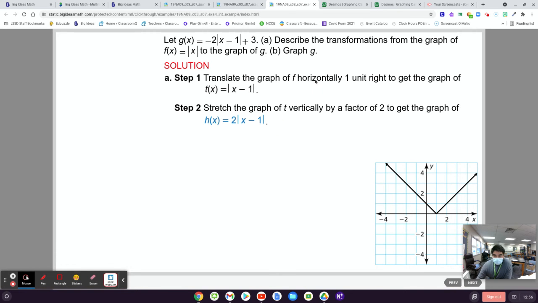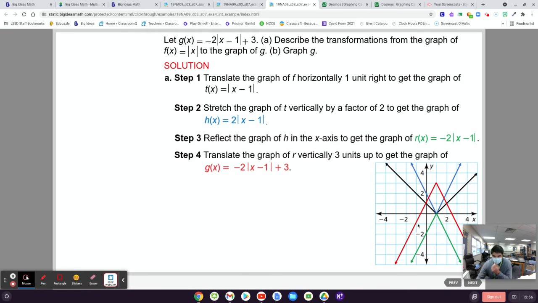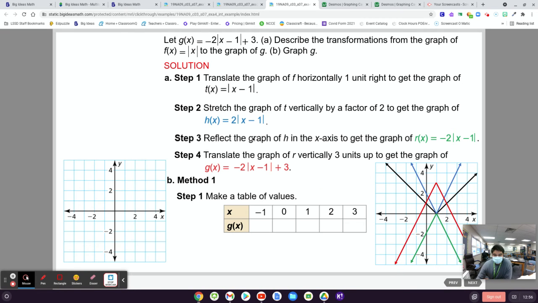So like it says here, first you translate right 1 unit, stretch by a factor of 2, which we did, reflect, which we did, and then move it upwards, or translate the graph vertically upwards 3 units to get the graph here. Oh, I guess you can also make a table of values. If you're confused by all these transformations, you can also make a table of values. All right. Yeah, I think that's pretty much it.